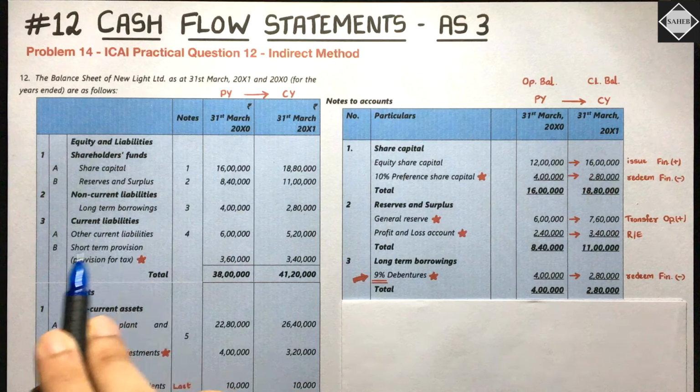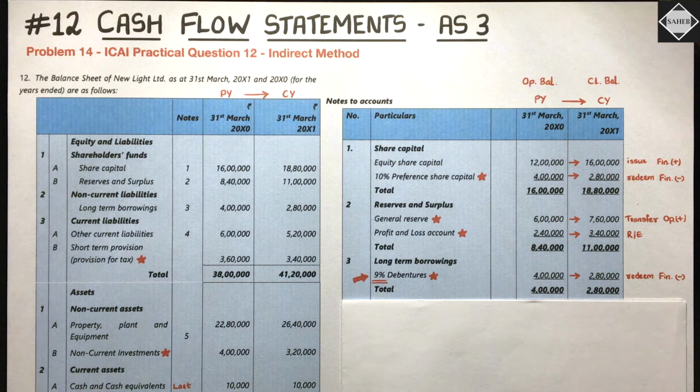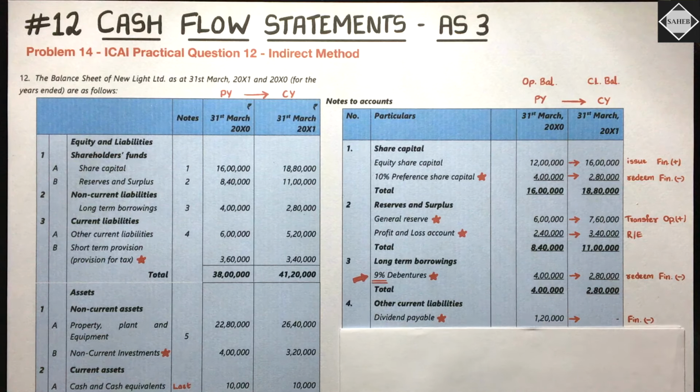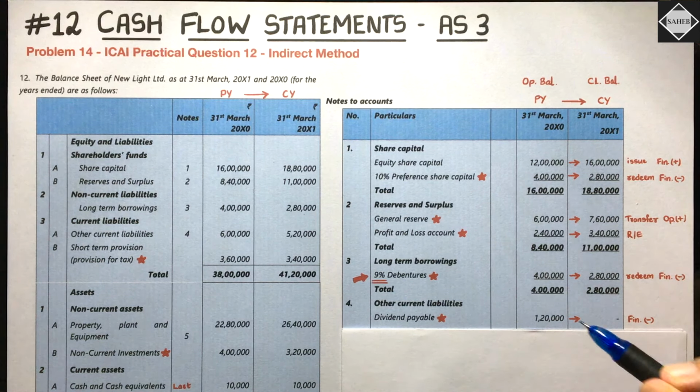Then see, next we have current liabilities, other current liabilities they are saying, note number 4. Let's go to note number 4, other current liabilities. First they have given us dividend payable. Now dividend payable, whenever it is given, you have to see whether we have opening balance, closing balance, what we have. So here we have only opening balance. What did I tell you?